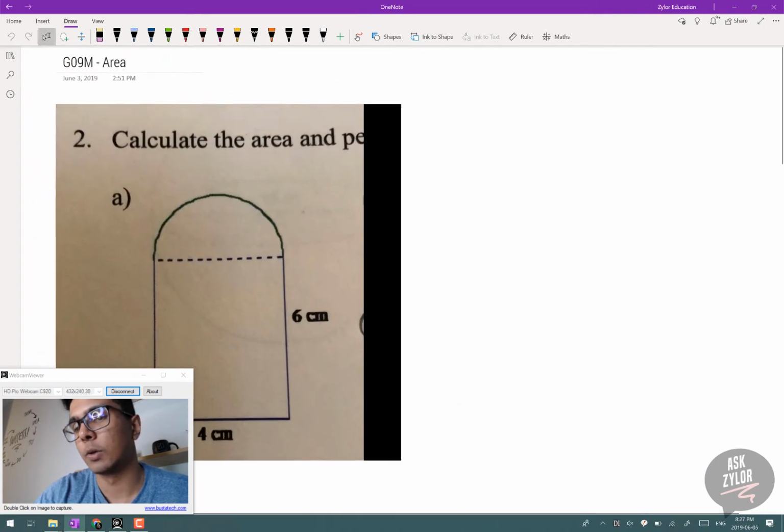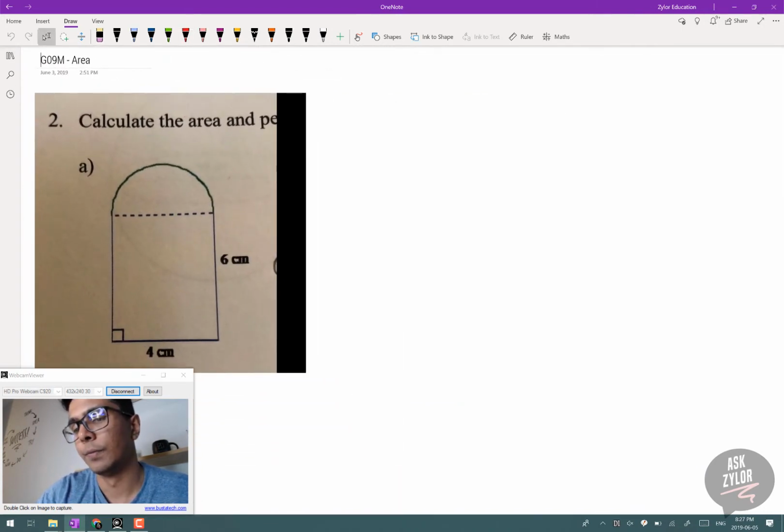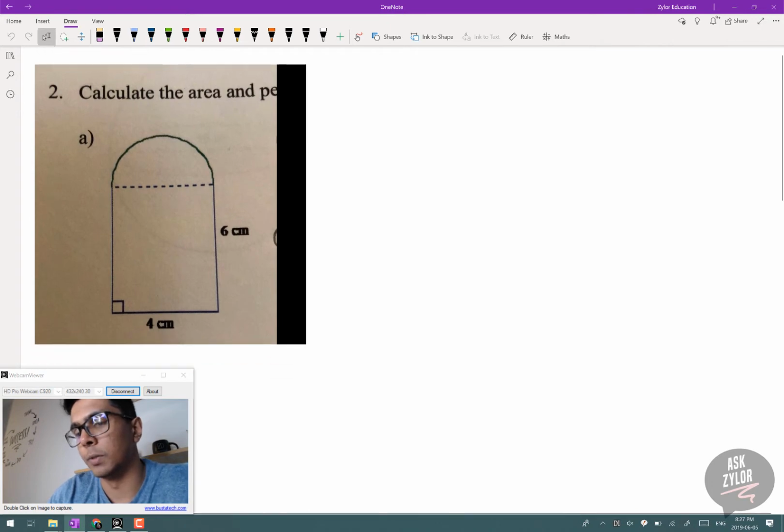So let's jump to another question. This is a grade 9 math question. We're dealing with area and perimeter. So we're asked to calculate the area and perimeter for this one. So we have a semicircle and a rectangle.